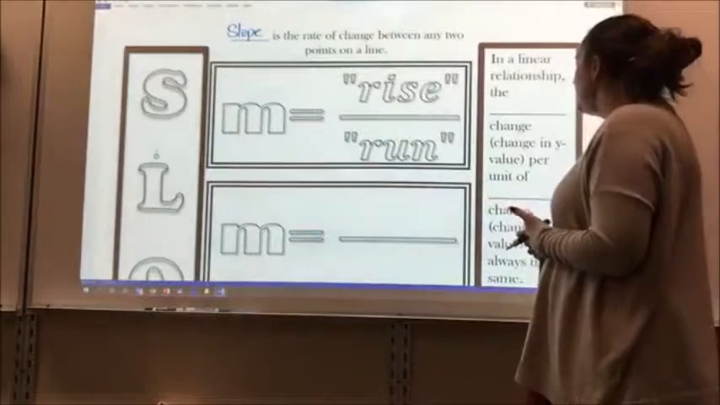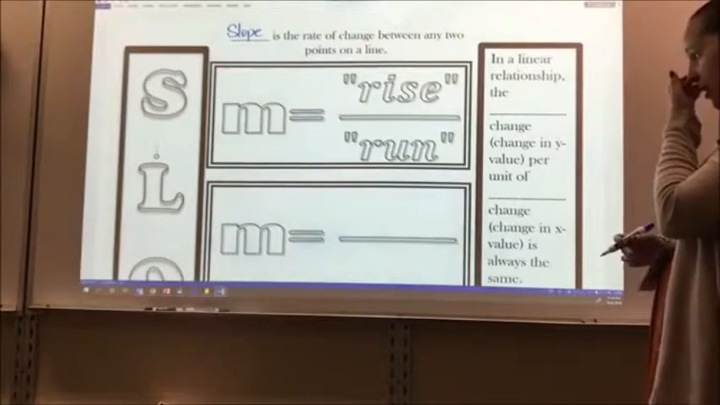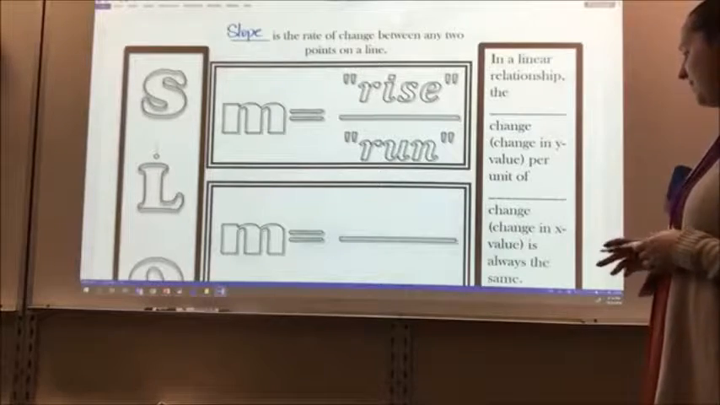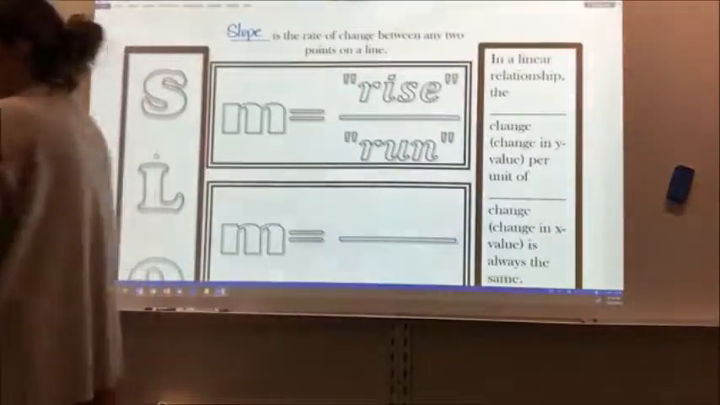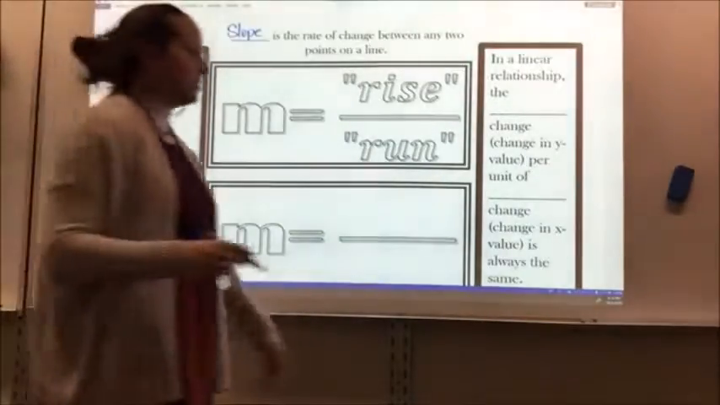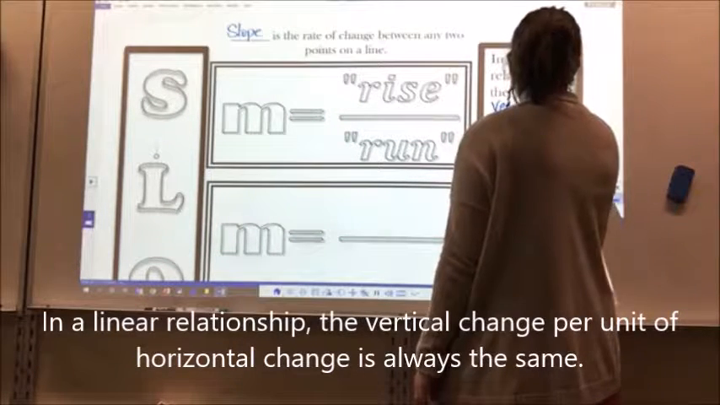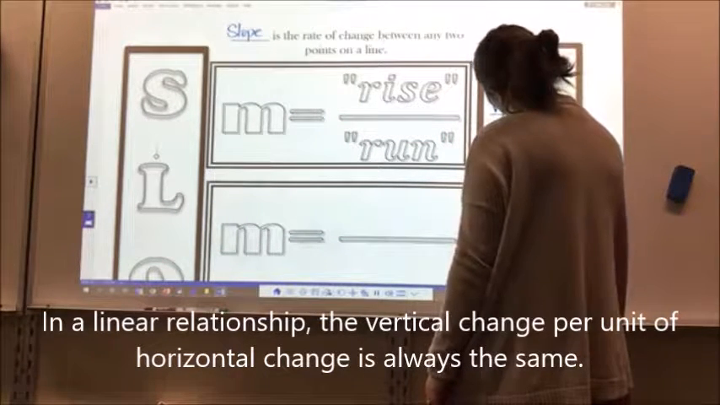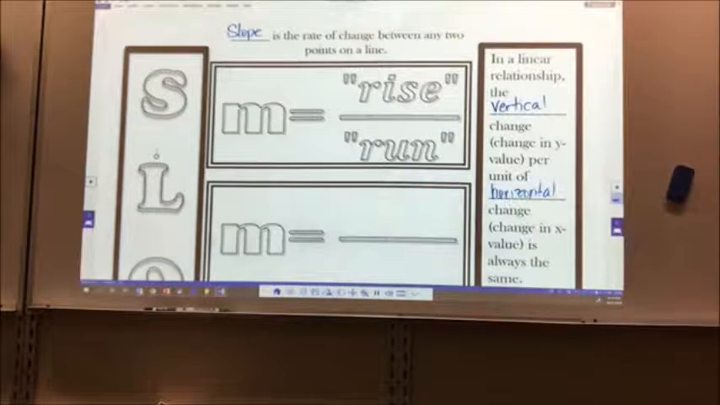Okay? In a linear relationship, the blank change in y value per unit of blank change, the change in x value, is always the same. In those two blanks, you're going to write vertical and horizontal. So in a linear relationship, the vertical change or change in y value per unit of horizontal change or the change in x value is always the same.